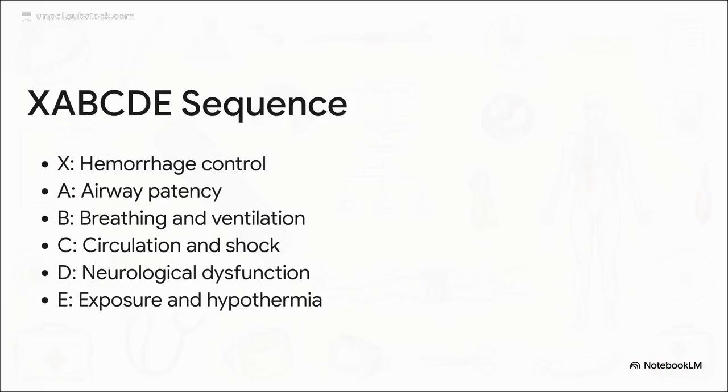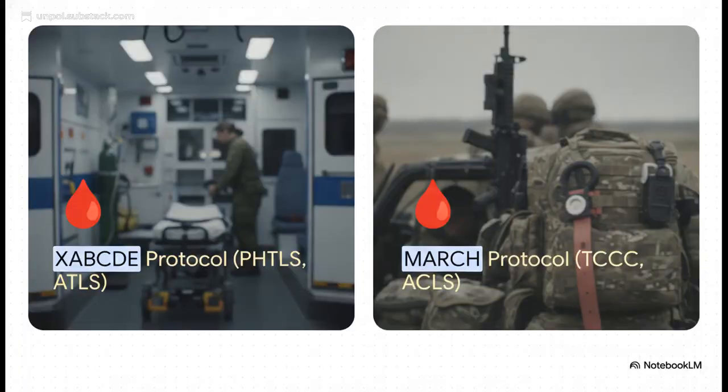This universal acronym is the ultimate mental anchor for emergency responders all over the world. X is for hemorrhage, A for airway, B for breathing, C for circulation, D for neurological, and E for exposure. By working strictly in this exact order, you guarantee that you're addressing the most immediate lethal threats first. It completely eliminates hesitation and unifies your team's operational language. And this right here is what that global operational language looks like in practice.